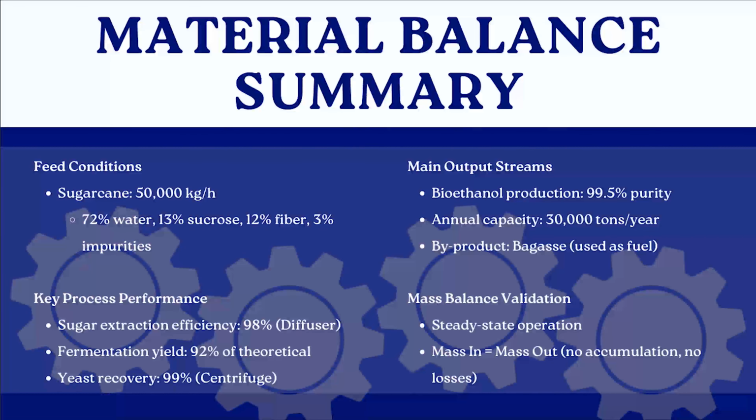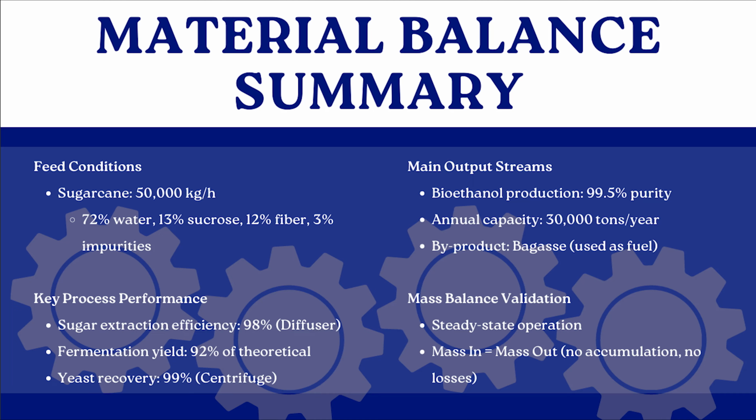Material balance. So let's talk numbers. The technical integrity of our plant is anchored in a precise material balance. So we process around 50,000 kg per hour of sugarcane. While the feedstock is primarily water, our design is optimized to extract every single gram of value from the 13% sucrose content.